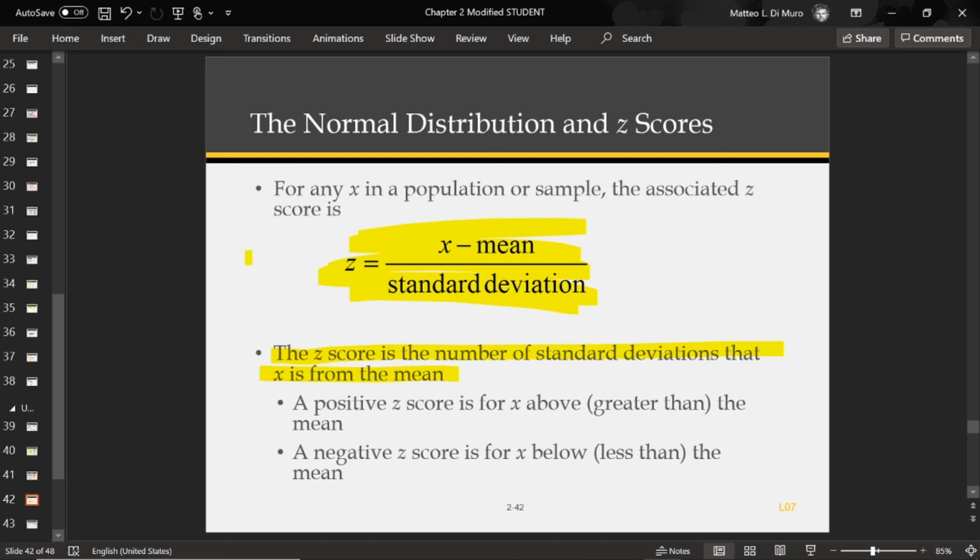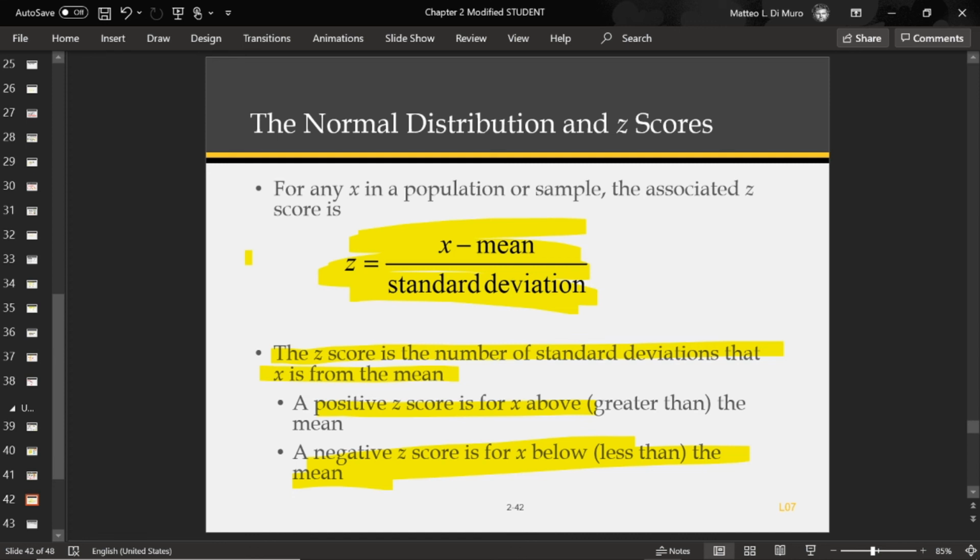So if you get a positive z-score, that means that your data point x is greater than the mean. Like if I had 10 minus 9, then that means my data point's bigger, so I'm so many standard deviations above the mean. A negative z-score means that you're below the mean. It's a straightforward enough concept to understand.